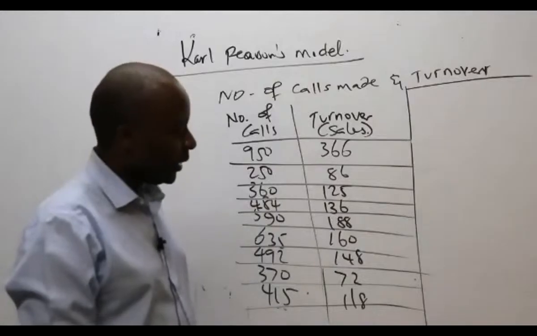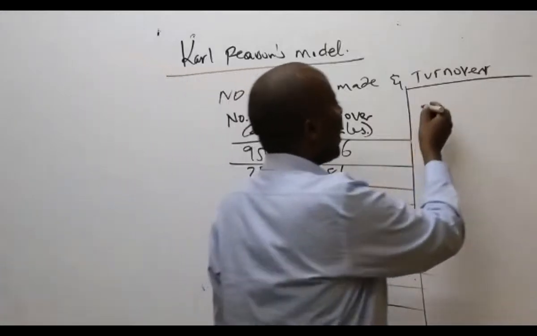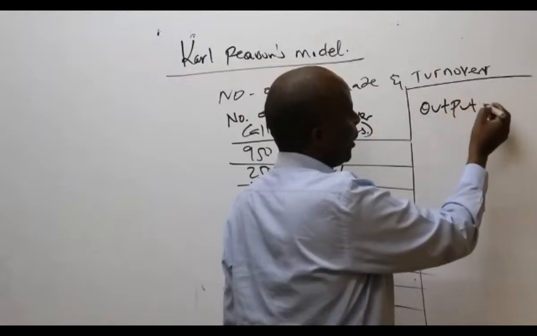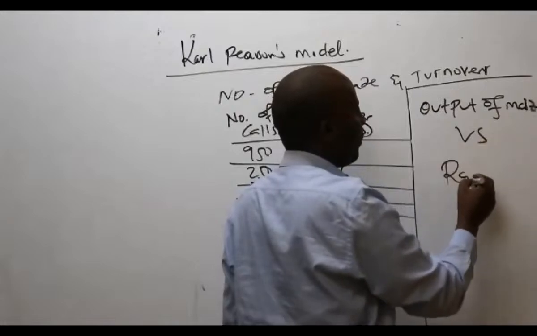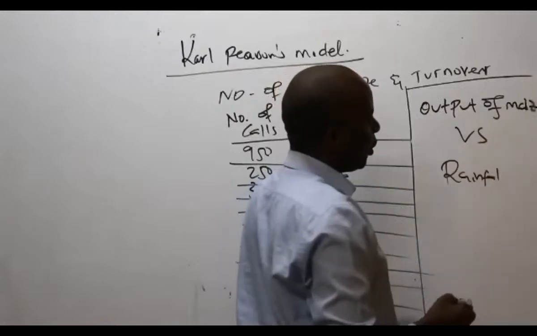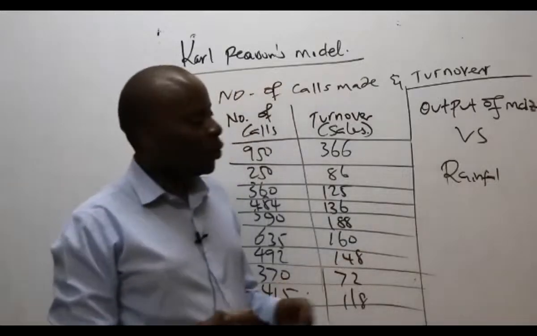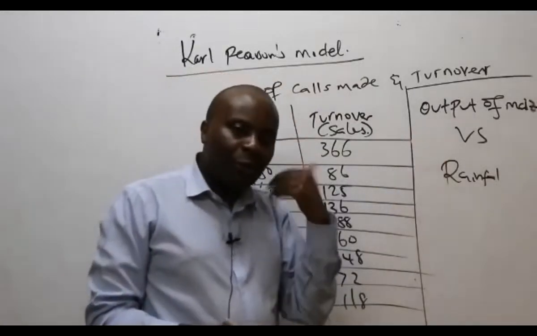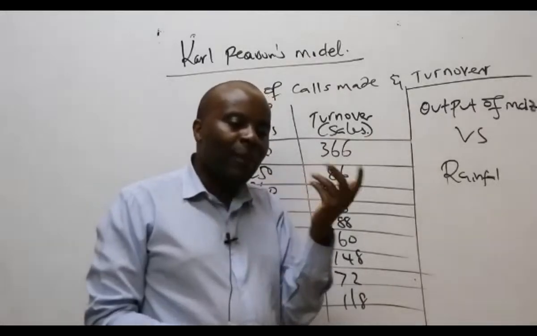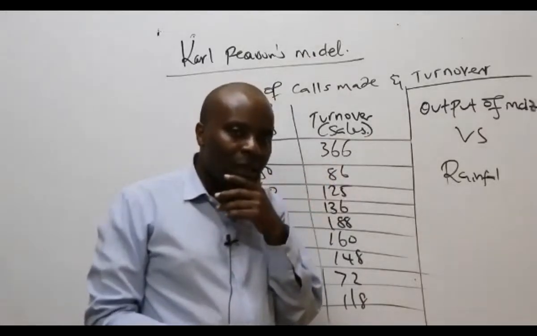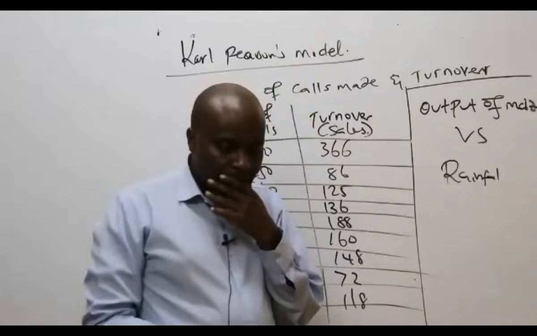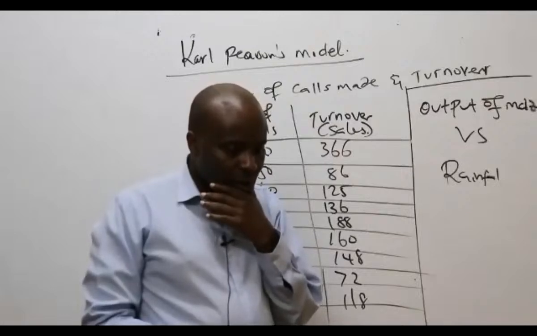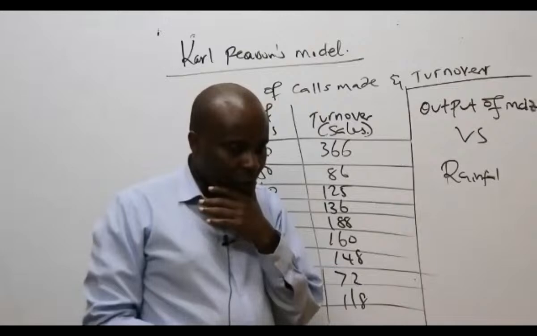Yes, Grace has pinned it. If, for example, you look at output of, let me just use any crop, output of maize, versus rainfall amounts. If you're given two variables of this nature, ladies and gentlemen, here I'm able to see very fast that rainfall amount depends on maize. Rainfall depends on maize. True?